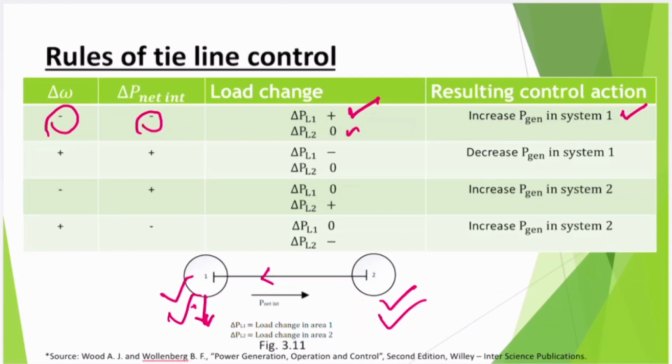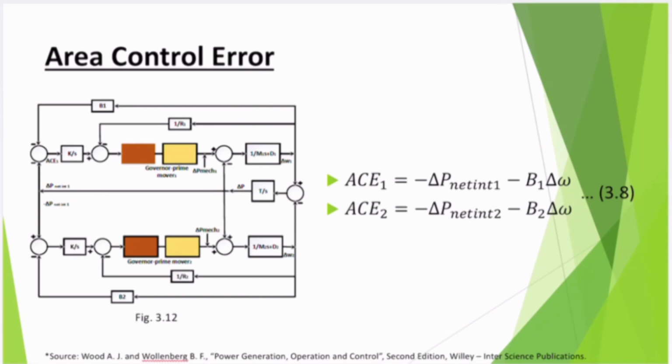Now, what is area control error? That is an important factor, because when there are two different areas, there is an area control error which is calculated for area 1 as well as area 2. So ACE1 is nothing but minus delta P net interchange of the first area minus B1 delta omega. Similarly, the area control error of area 2 is minus delta P net interchange of area 2 minus B2 delta omega.